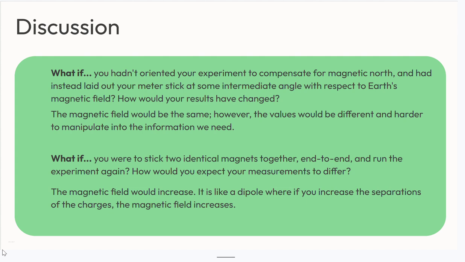What if we stuck two identical magnets together and ran the experiment again? What would that change? Well, the magnetic field would increase, because the magnet is like a dipole, and if you increased it, then the magnetic field would also increase.